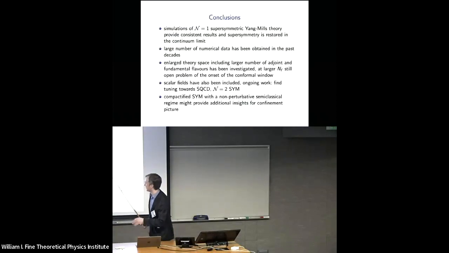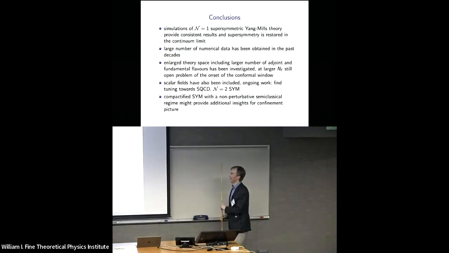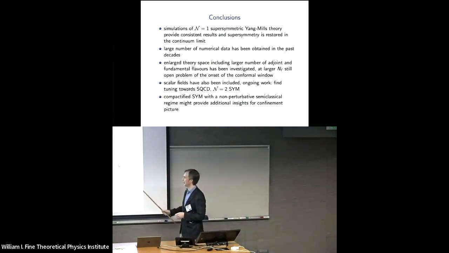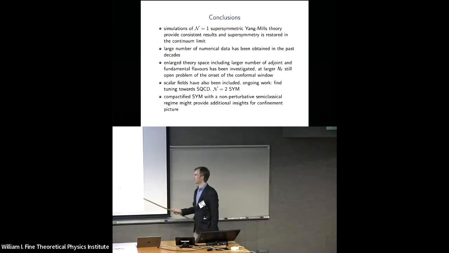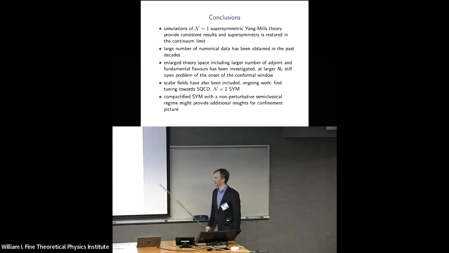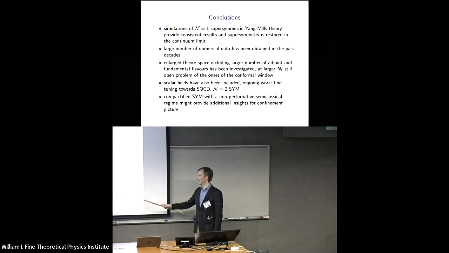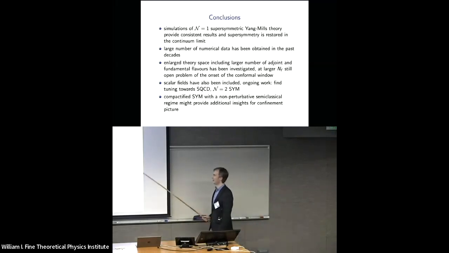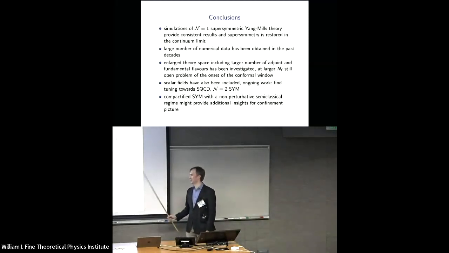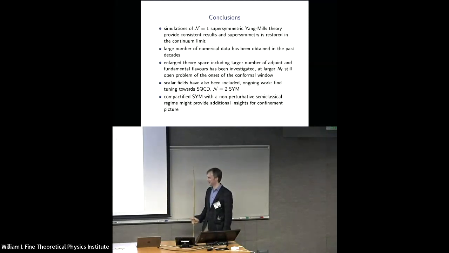So I skip these further things here. The summary is that basically we have a large number of results already, and an open problem is still the lower end of the conformal window, which is also important for other theories. And we have also added scalar fields to the theories, but the problem there is to find some tuning which can give you supersymmetric QCD or N=2 supersymmetric theory. Yeah, thank you.